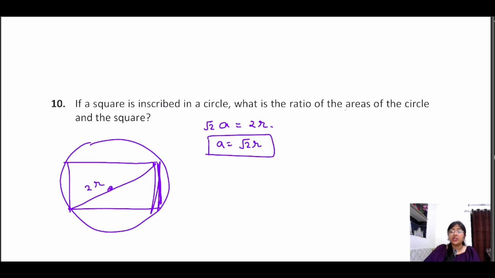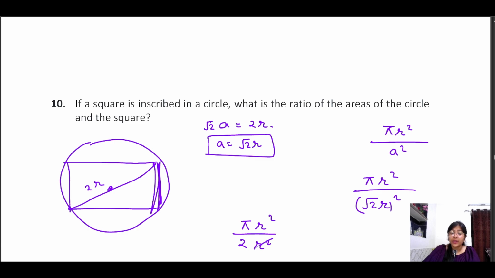We need to find the ratio of the area of the circle, pi r square, divided by the area of the square, that is side square. Replace a by root 2r. You will have pi r square divided by root 2r whole square. If you simplify this, you will get pi r square over 2 r square. r square will be cancelled by r square. You will have the ratio that is 11 by 7.